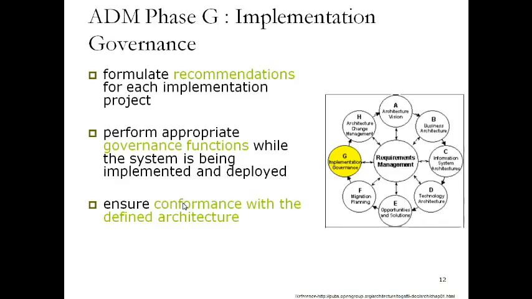And in phase G, we do the implementation and governance. We formulate the recommendations for each implementation project. So if this development requires more than one implementation, which most of the time it does, we need to create recommendations for every project, and then perform the appropriate governance function while the system is being implemented and deployed. We also have to ensure conformance with the defined architecture.